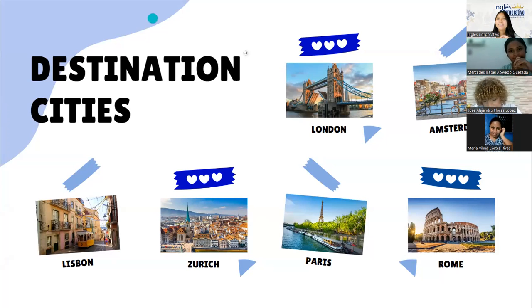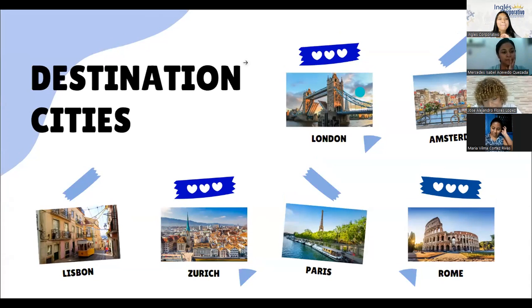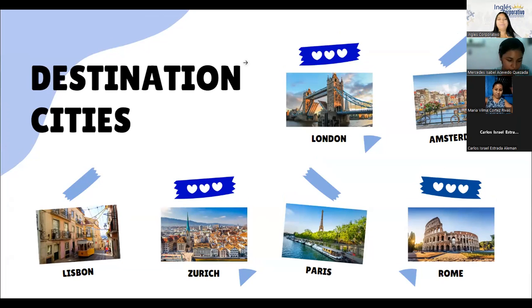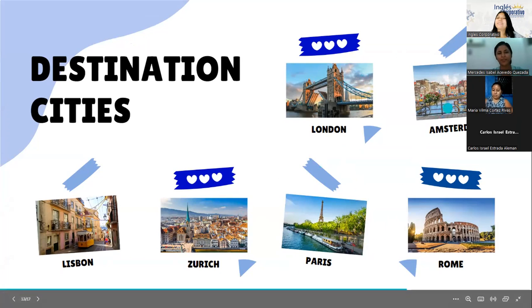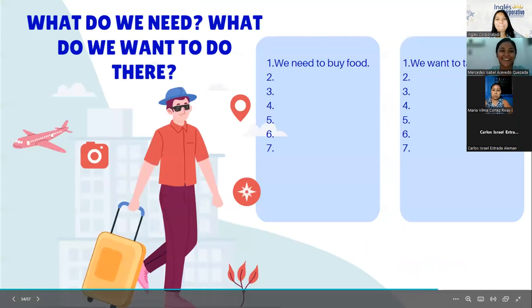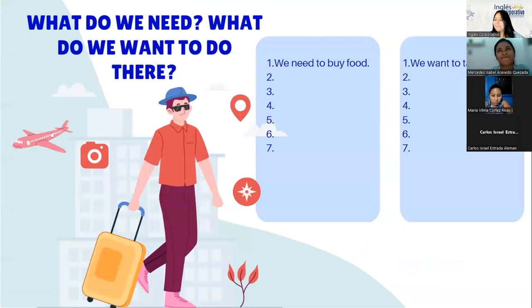Next volunteers. Okay, Carlos Israel. Okay, go. Our destination is Paris, France. First, we need to buy a plane ticket. To bring clothes and shoes. And we need to bring personal care products. Excellent.